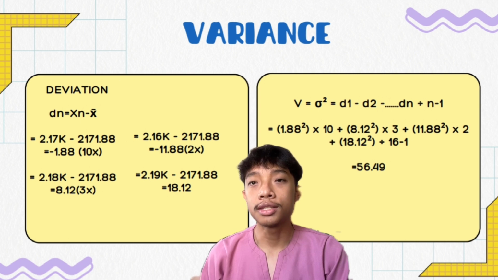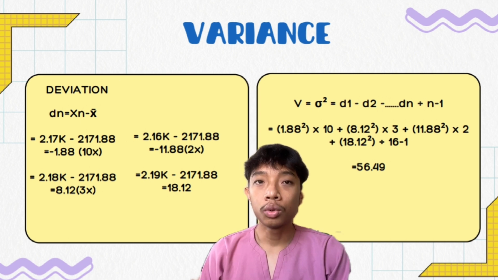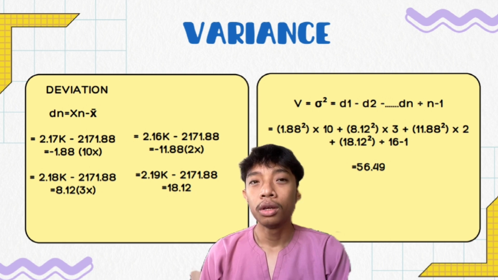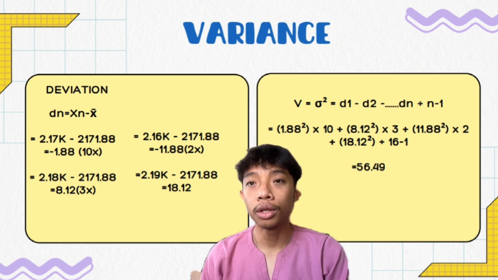The formula is sigma squared equals the sum of d1 squared plus d2 squared and so on, divided by n minus 1. After we replace the formula with the values, we get the variance that equals 56.49.